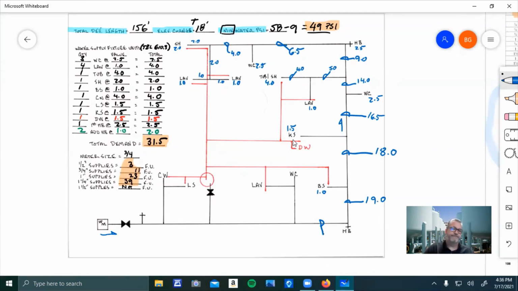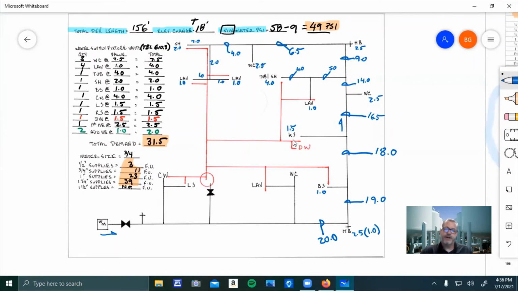Now, explanations on the hose bibs. Each additional hose bib is counted as 1 fixture unit. By itself, it's 2.5. But once it goes into a line that has another hose bib on it, that second hose bib gets counted as 1. So this fixture unit value is 20, because it has 2 hose bibs, one at 2.5, the other one at 1.